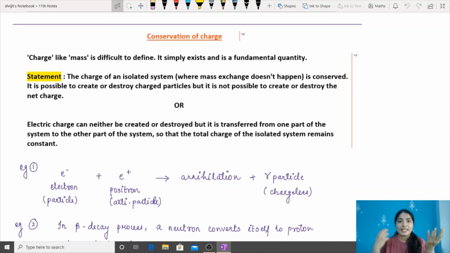So a particle and an antiparticle, when they meet, what happens is annihilation takes place, destruction takes place, and a chargeless gamma particle is taken out. So if you look at the LHS of that reaction, you see there is a positive charge, there is a negative charge. So the net charge on the LHS is 0. On the right side, there is a chargeless gamma particle. So the right side and the left side in terms of charge conservation is balanced. So the charge is balanced.